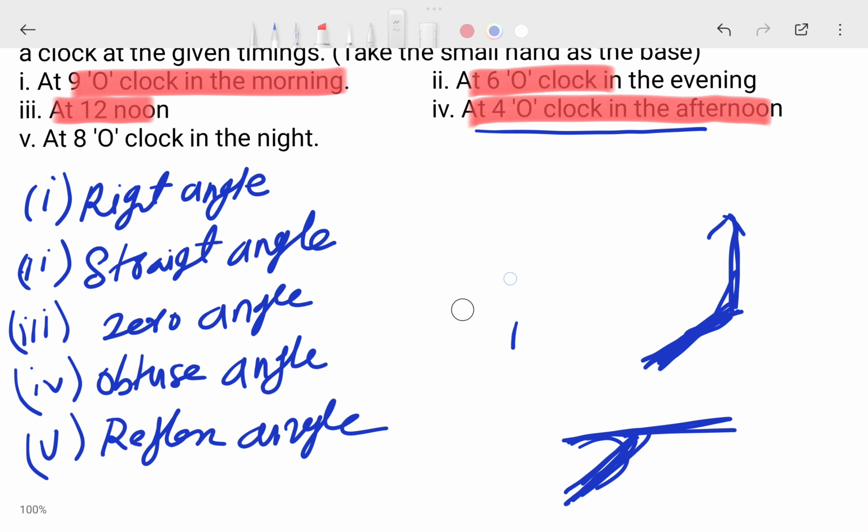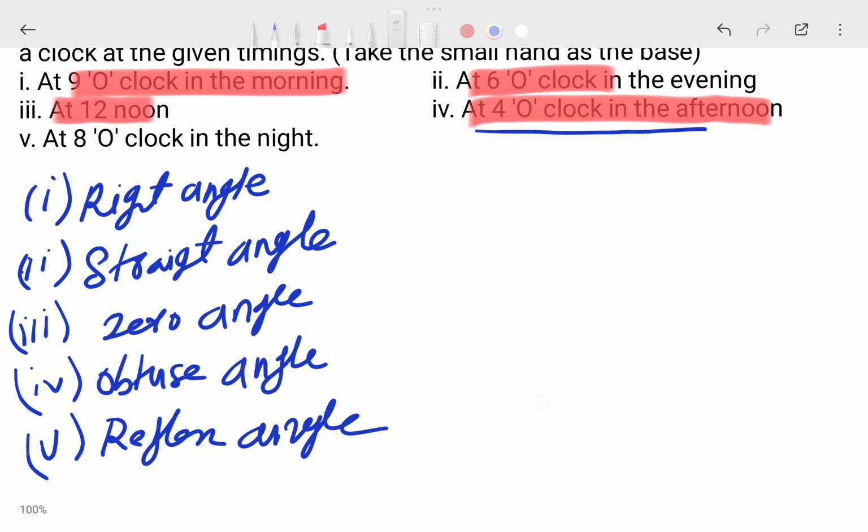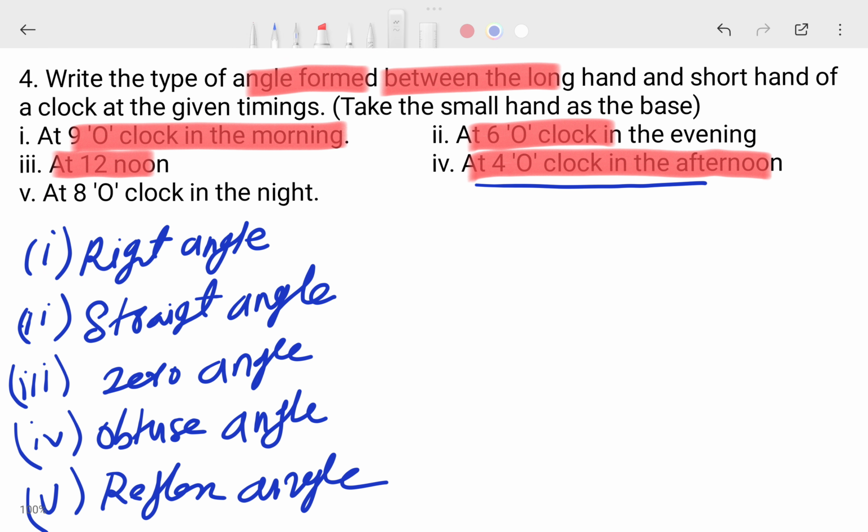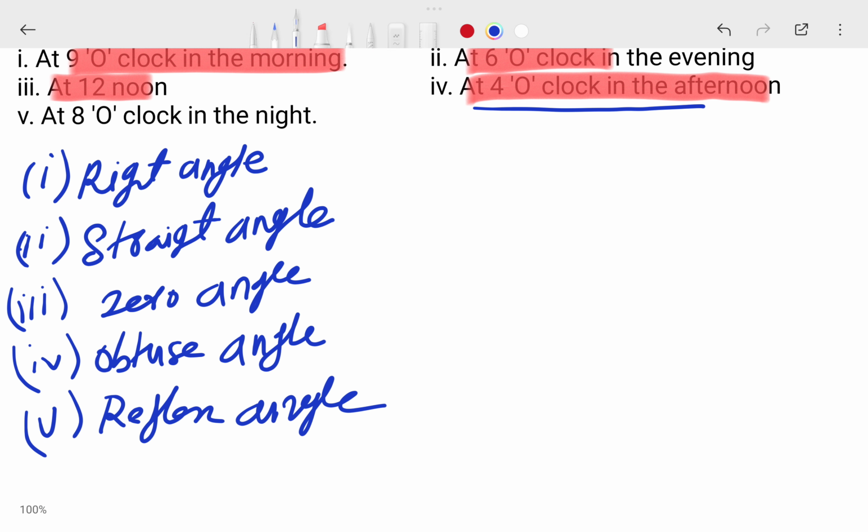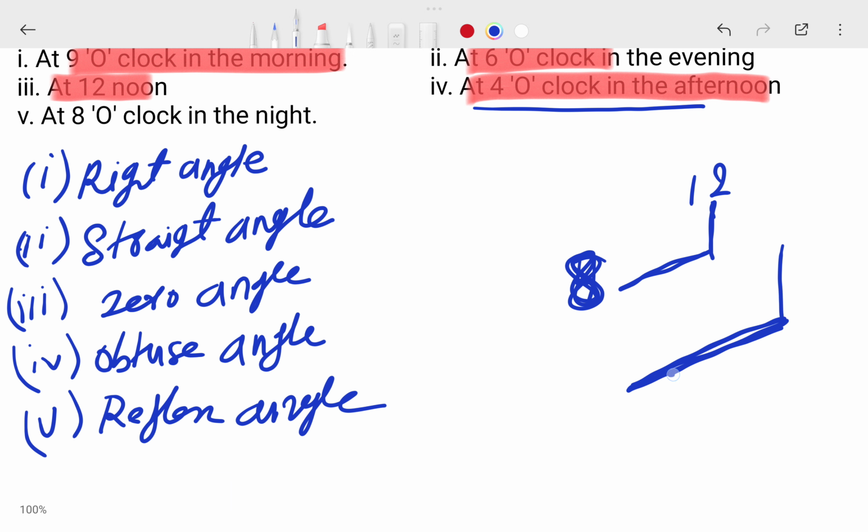Okay, now everything is clear. After the watch we have to write the answer. So 4 o'clock like this, 4 and this is 12. Not 4, this 8 is there. So 8 o'clock, this is going to be like that, and this is showing our reflex angle. Reflex angle is like that. I hope you will know about it.